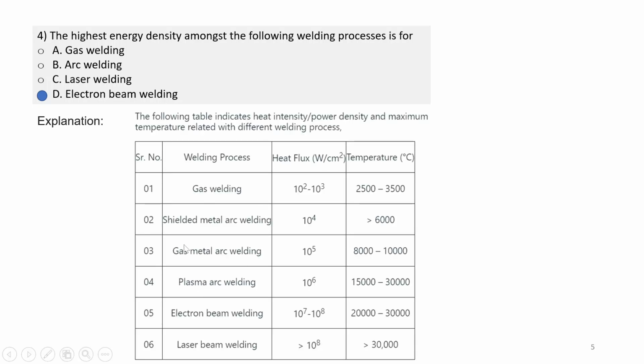So here you can see heat flux and temperatures for all of these weldings. In the case of gas welding, it has the least of both, 10 to the power 2 to 10 to the power 3 watts per centimeter square.